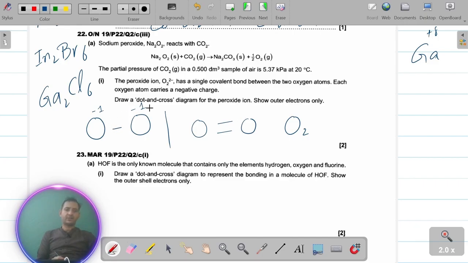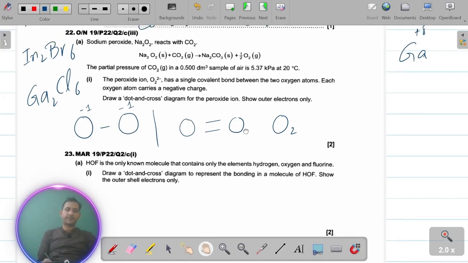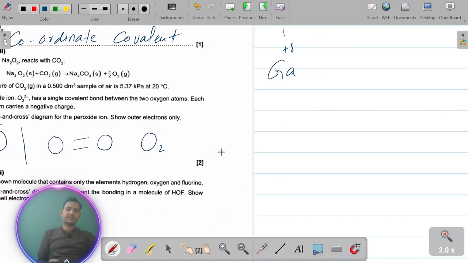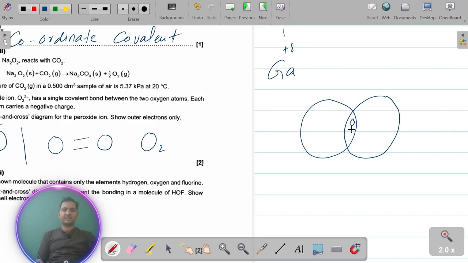Draw a dot and cross diagram for the peroxide ion, showing outer electrons. Now I need to draw its structure. We know oxygen has 6 electrons in the valence shell. One oxygen is here and the other oxygen is here. I already explained that there is a single covalent bond, with one electron from one oxygen and one electron from the other.